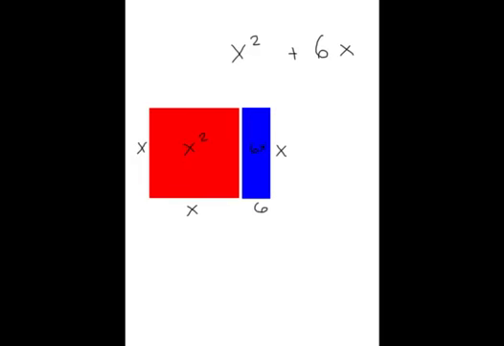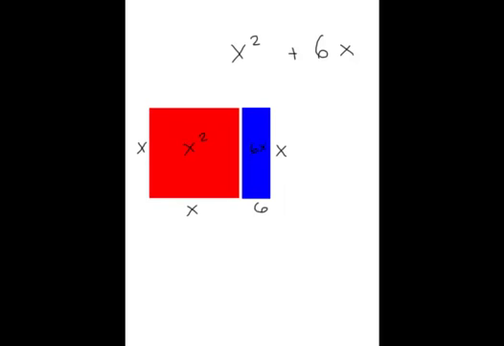If we are given the expression x squared plus 6x, this can be represented using geometric figures. This red box represents our x squared. It has equal sides of x times x, which gives us an area of x squared. And then this blue shape gives us the 6x. The height is still the same, so this height is x, but the width now is 6, so this is 6x.